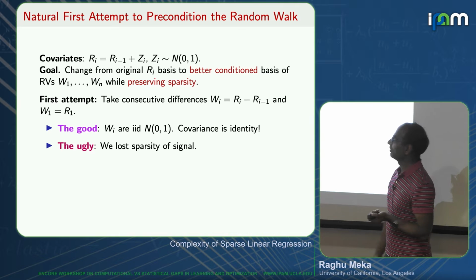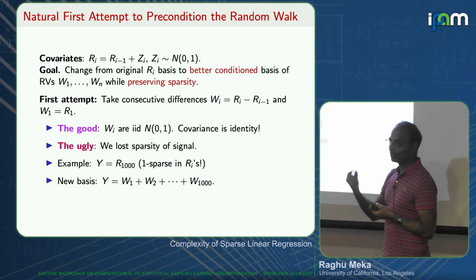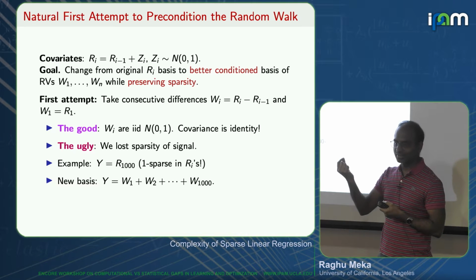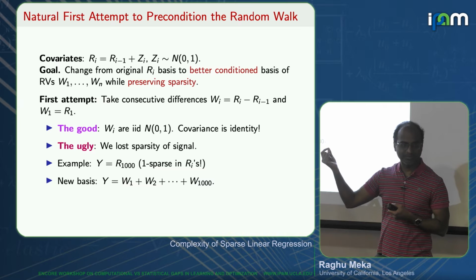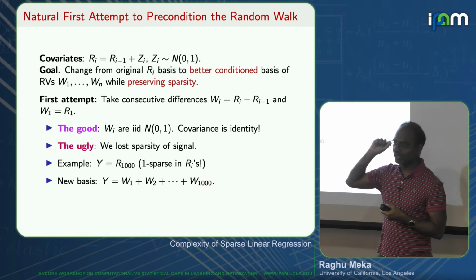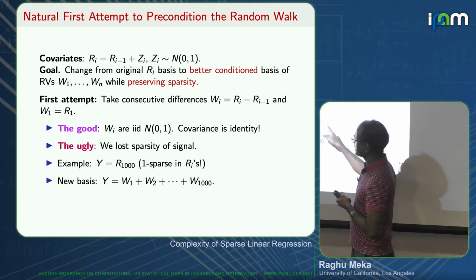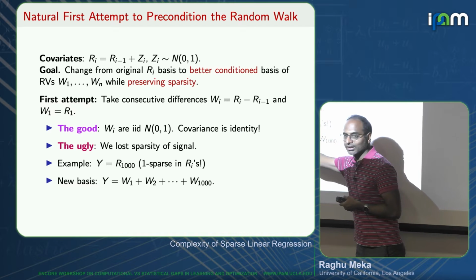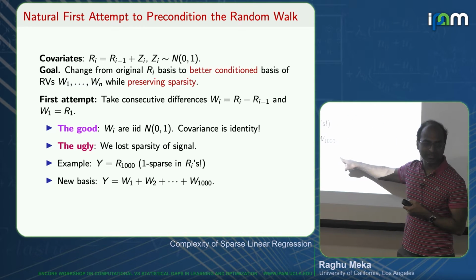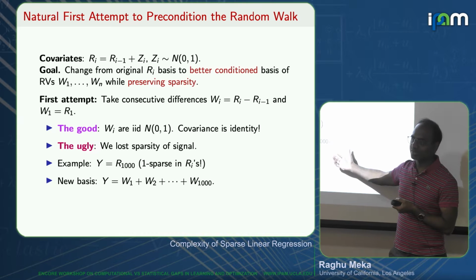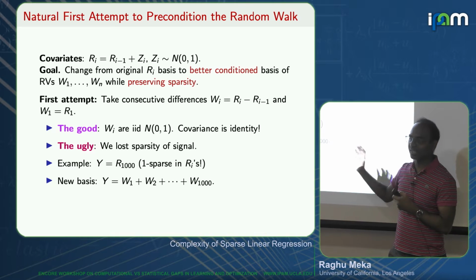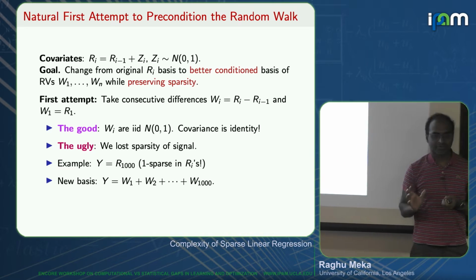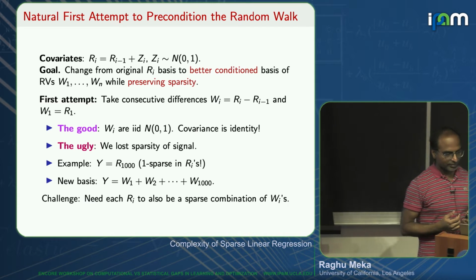In particular, just to give an example, let's say I have one sparse signal in the original basis. Y was just R_1000. I'm just picking one variable out. In the new basis, when I try to write Y, it is the sum of everything until then. The sparsity has gone to 1000. So I cannot use existing guarantees now. That's why this fails.